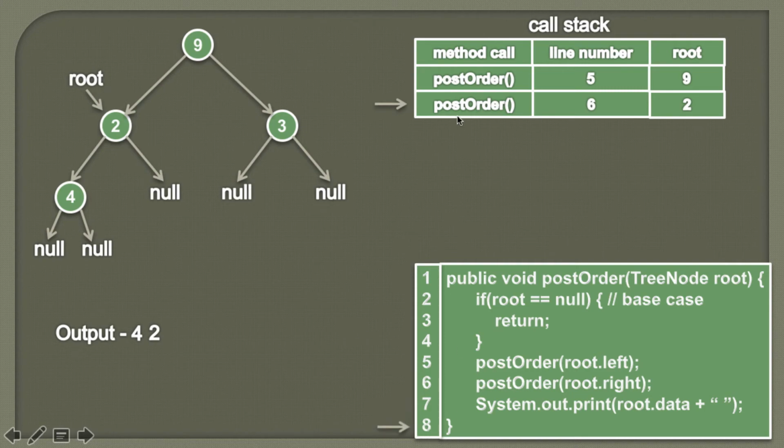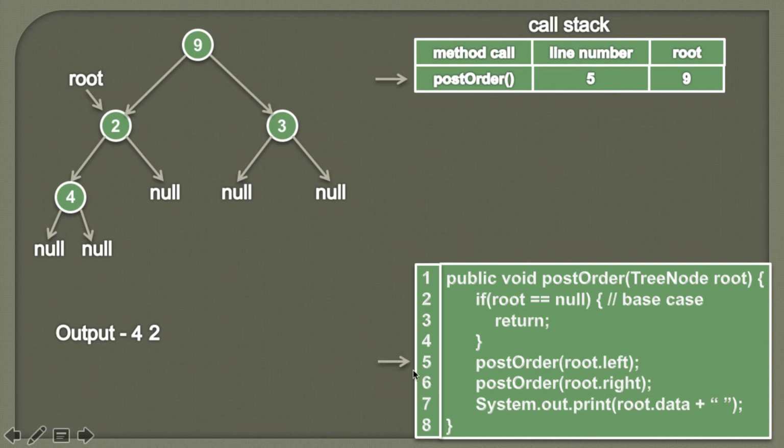So at line number 8, we know that this post order method is being executed completely. So therefore this would be removed from the call stack. And the point of execution reaches to this post order method. And we also know that when we had left this post order method from the call stack, the line number was actually 5. So we'll start our execution from the line number 5. And we also know that root at that time pointed to the node 9. So therefore now root will point to node 9. And our execution starts from line number 5.